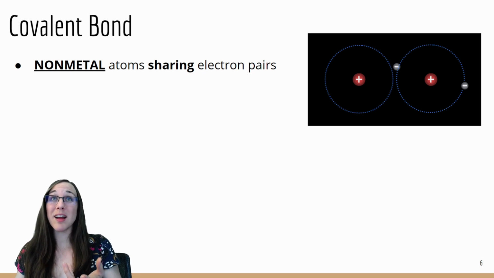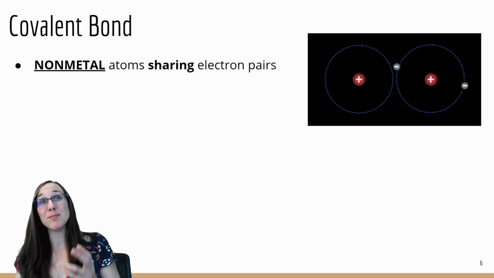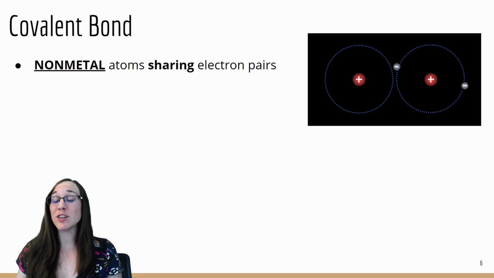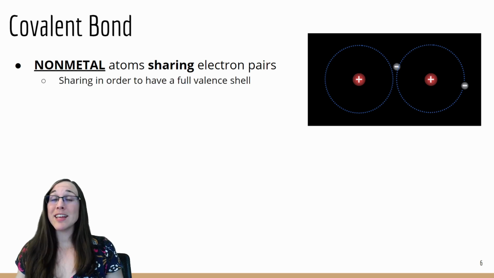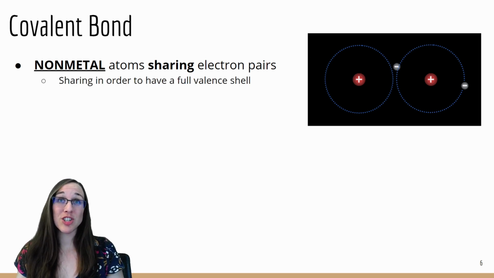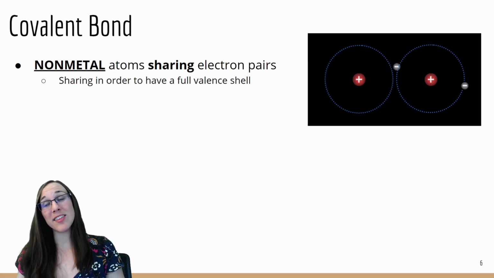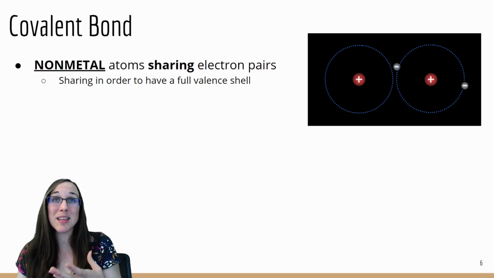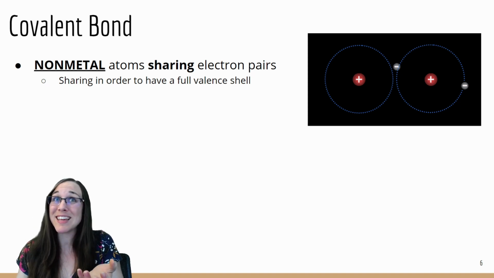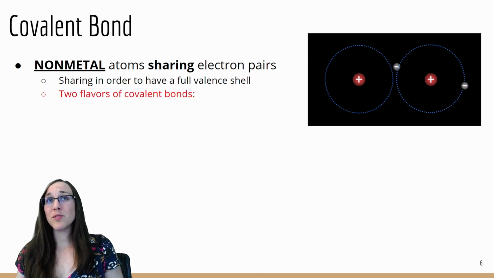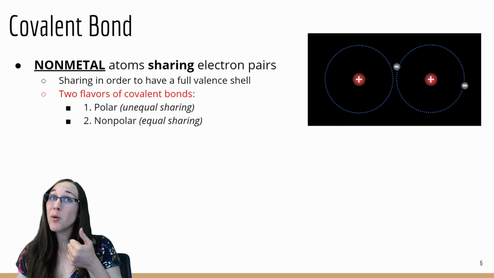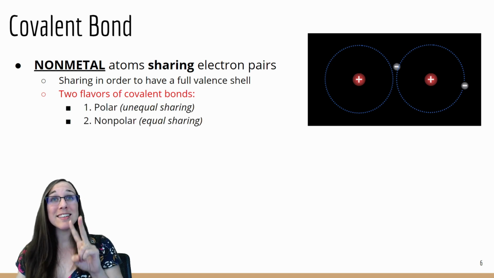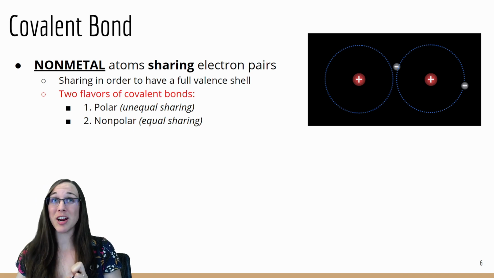A covalent bond is composed of non-metal atoms only, and these non-metal atoms are sharing electrons between them. They share in order to have a full valence shell. So the non-metal atoms are sharing only their valence electrons between each other. And the sharing is so that they can both have a full octet and complete the octet rule, making them all happy and kind of pretending like they are noble gases. There are two flavors of covalent bonds. One is polar or unequal sharing, and the second is nonpolar or equal sharing of electrons.